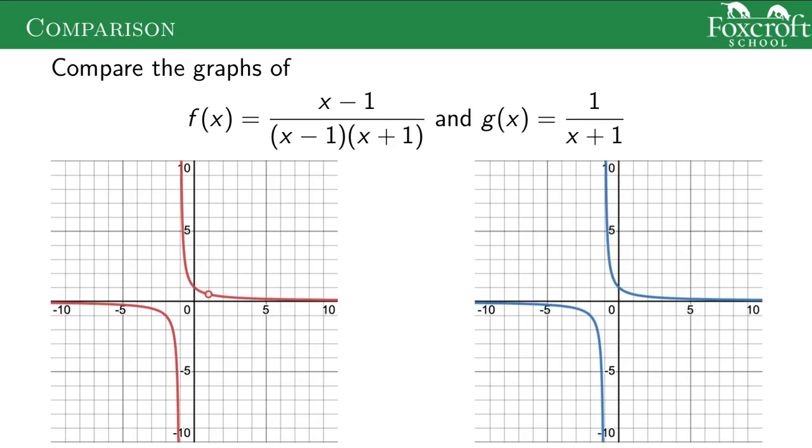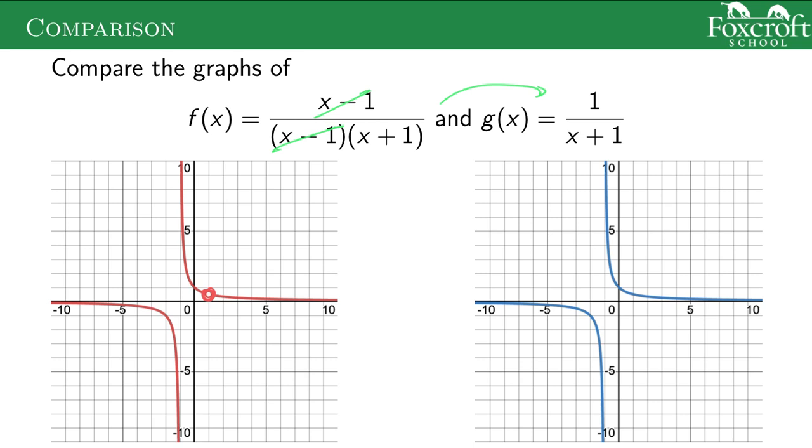All right, to see why, let's just look at this graph comparison. On the left-hand side, we have the graph of x minus 1 divided by x minus 1 times x plus 1. On the right, we have 1 over x plus 1. So first, let's compare the two graphs. If you compare the two graphs, the only difference is this open circle right there. And then if we look at the functions themselves, what's the only difference? We canceled out this x minus 1, and that became that.